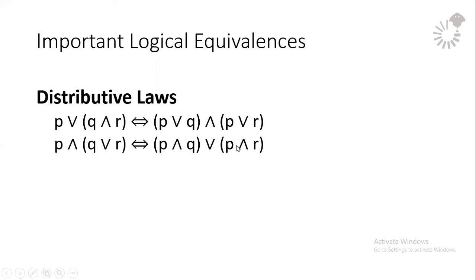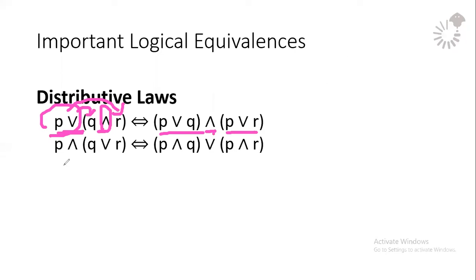Kapag hindi sila pareho, hindi mo pwedeng i-apply yung associative law. You can only apply distributive law. For example, this one. This is or, this is and. Hindi sila pareho. So, hindi pwedeng apply yung associative law. What we could do is distribute this one, P or Q, this to this one. Ito yon P or Q. Tapos and, ito yon and. Distribute mo ulit yung P or Q with R. P or R, sorry. So yan, distribute P and Q and P or Q and P or R.